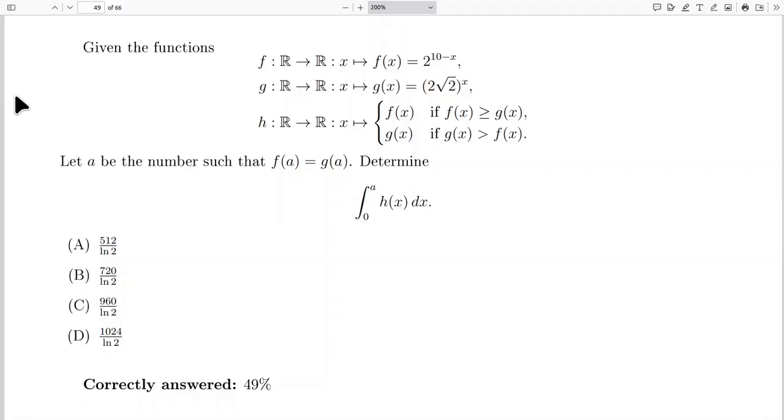Okay, a nice algebraic question about function and composite functions here. 49% of candidates got this one correct. If you want to have a go at it, you can pause the video and try for yourself.